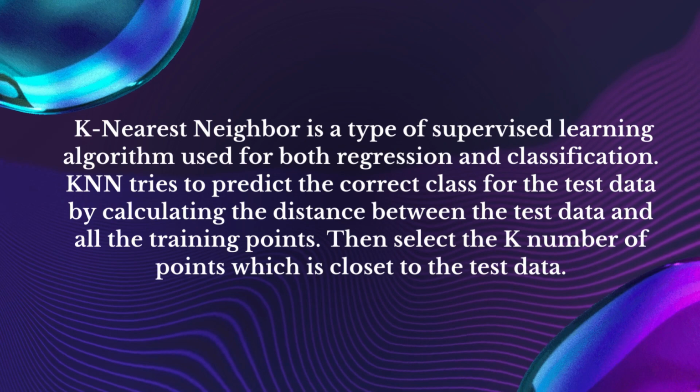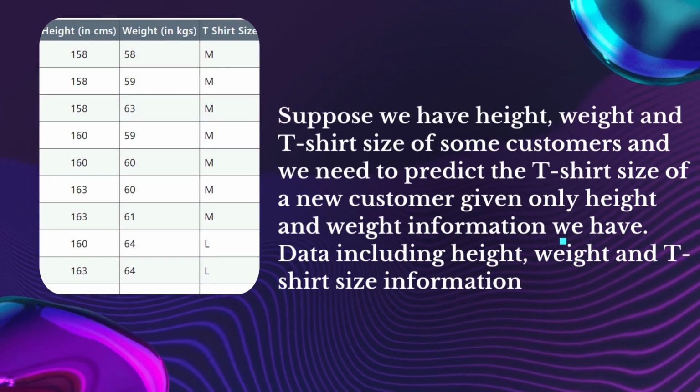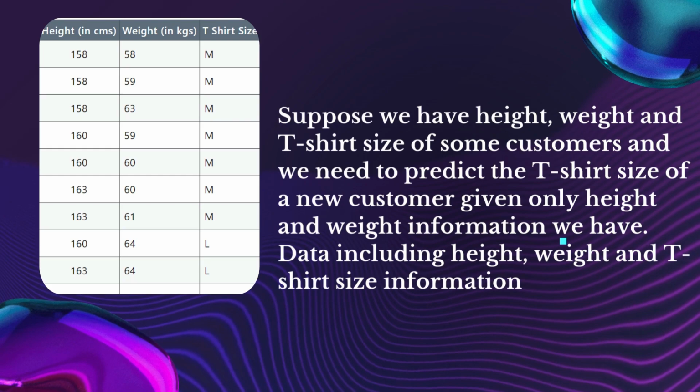To further understand the KNN, we have an example here. Suppose we have height, weight, and t-shirt size of some customers, and we need to predict the t-shirt size of a new customer given only the height and weight information we have. Data including height, weight, and t-shirt size information.